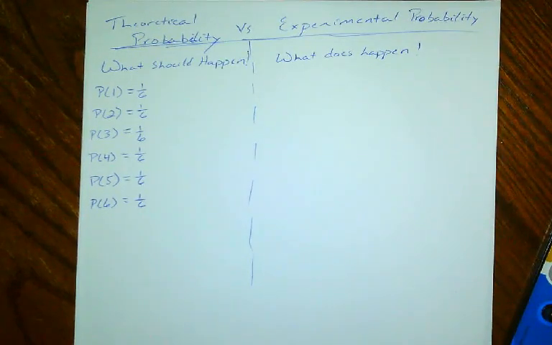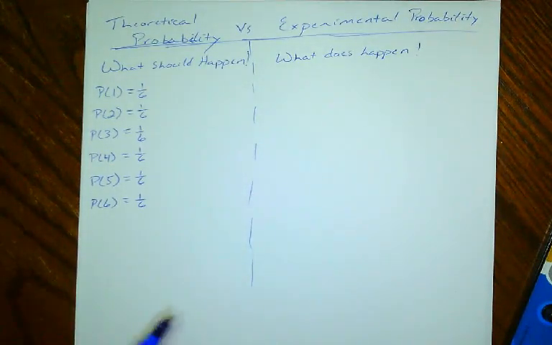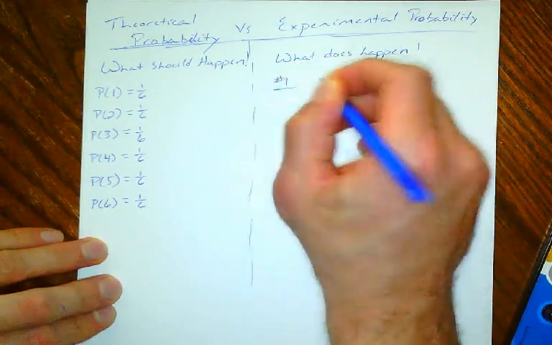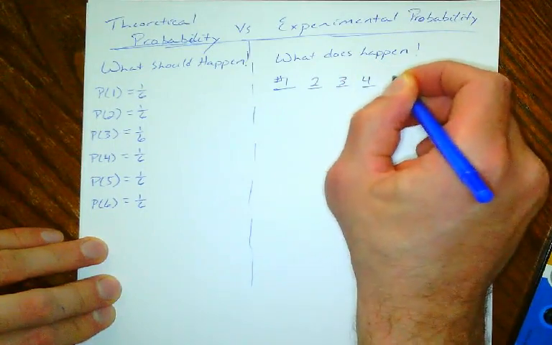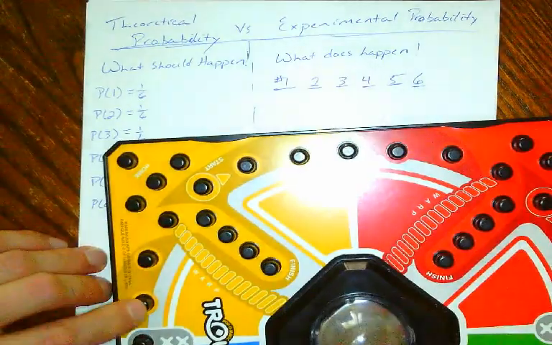Now, let's say I do 10 trials, or even 6 trials. Let's do 6 trials. So let's do an experiment. I'm going to roll this die 6 times, and keep track of how many times I get a 1, a 2, a 3, a 4, a 5, and a 6. We're going to do six trials here.